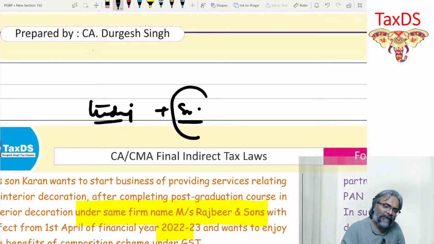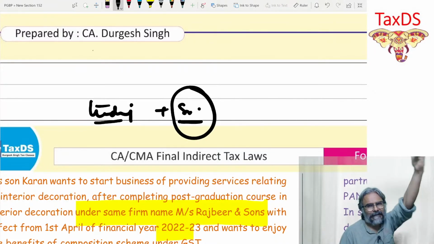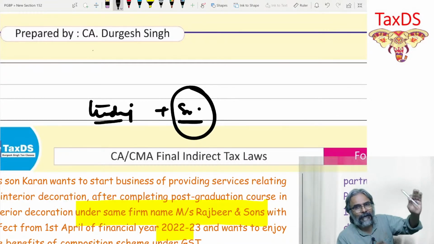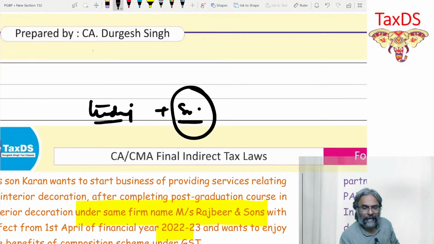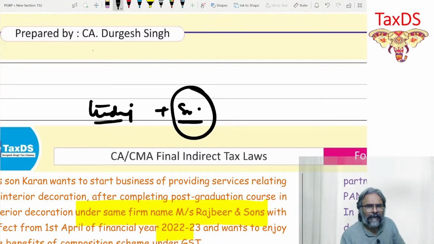Now, a trader, can he do a service also, students? Yes. In scheme number 1, which has 3 categories: manufacturer, restaurant service, and the trader, we have got marginal service available for scheme 1. And this marginal service which is available for scheme 1 is how much? 10% of the turnover of the state or union territory of the preceding financial year. You have to see the 10% of that.